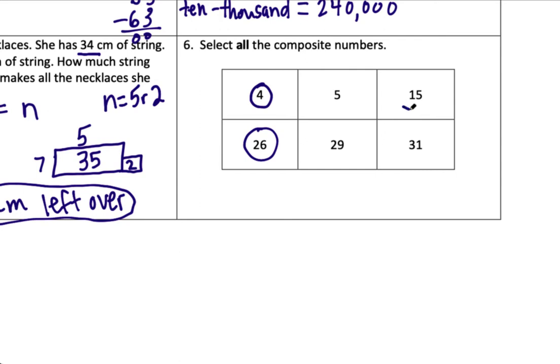I know that 15 is composite because of 5 times 3 and 1 times 15. And the rest of these will be prime. 5 is prime, 29 is prime, and 31 is prime. Okay? So 4 is composite because of 2 times 2 and 1 times 4. 15 is composite because 1 times 15, 3 times 5. 26 is composite because 1 times 26 and 2 times 13. So composite, composite, composite. All right, guys, that's the end of the first page.